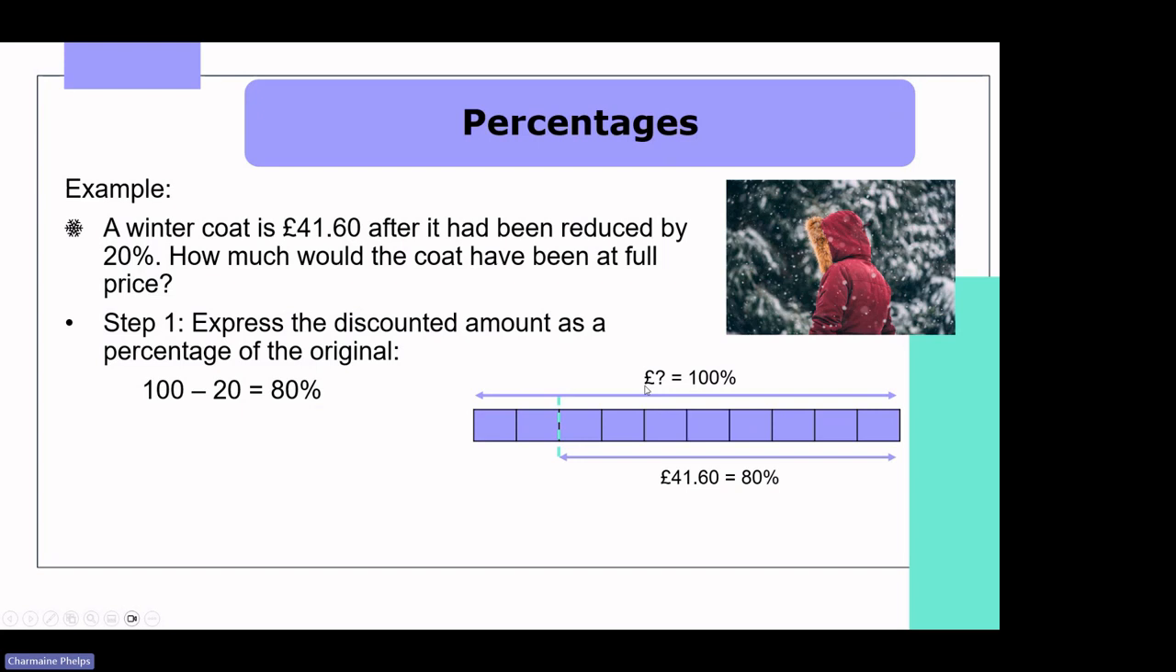So here we've got our bar model. We don't know what the original amount is, but we do know that whatever the original is, it's 100%. 80% is £41.60. What some of you have done is you found 20% of that £41.60. So you've taken this as the whole, okay? But this is not the whole from this green line backwards. This is 80% of the whole.